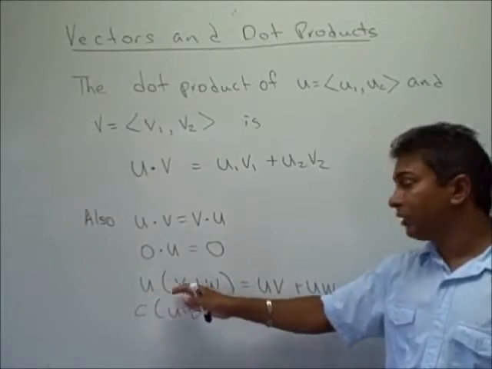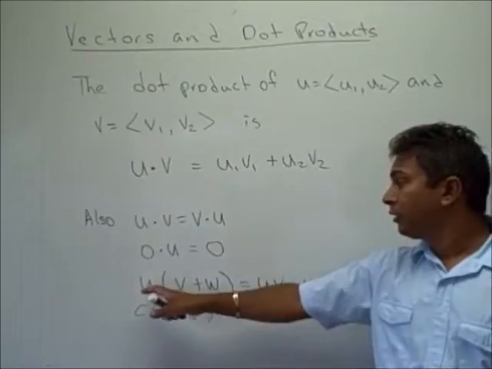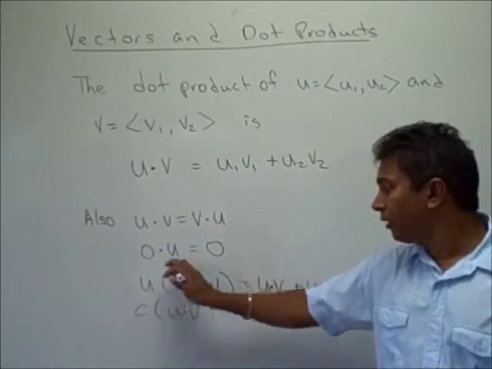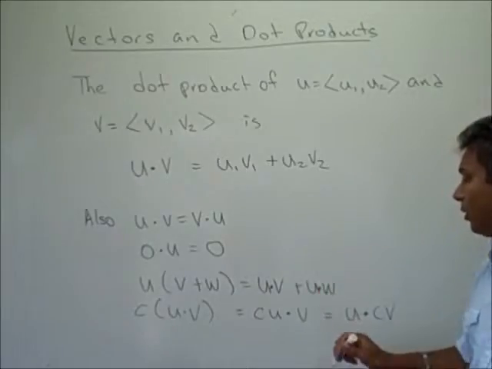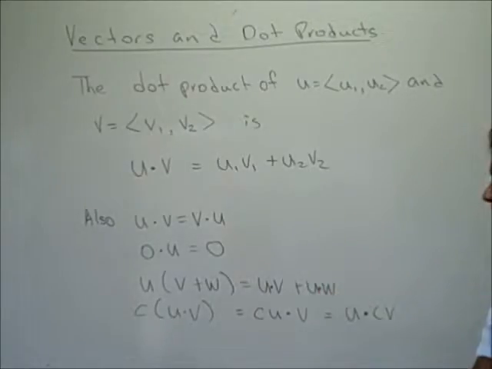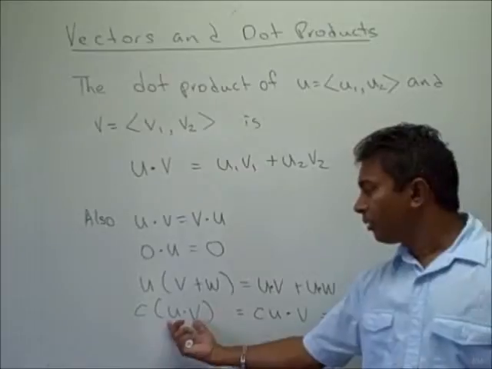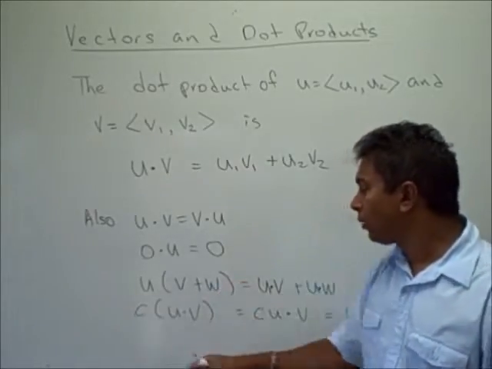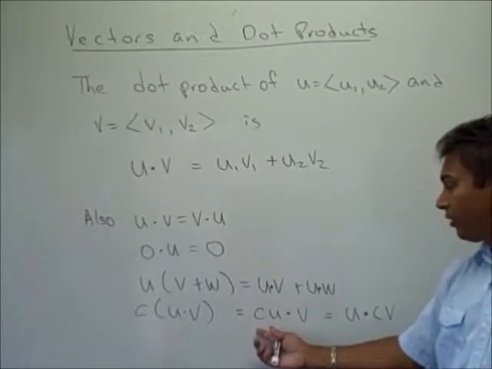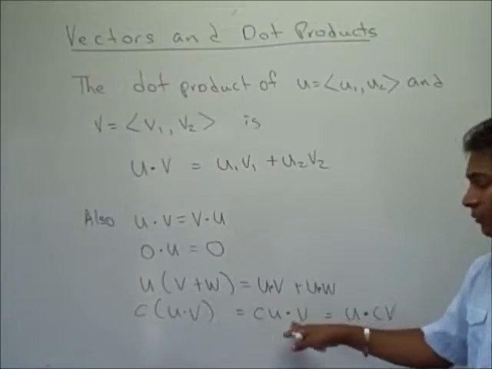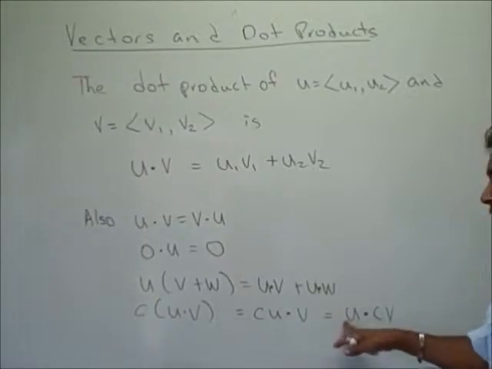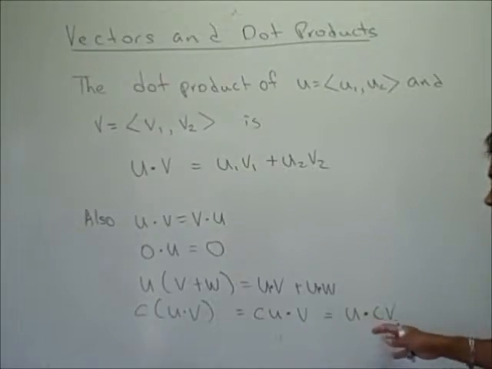For vectors, we can also use a distributive property. So u · (v + w) would be equal to u · v plus u · w. And a dot product multiplied by a scalar quantity is equal to that scalar times one of the vectors, and then we find the dot product with the second vector. Or we could have the first vector dotted with the second vector, times that scalar quantity.